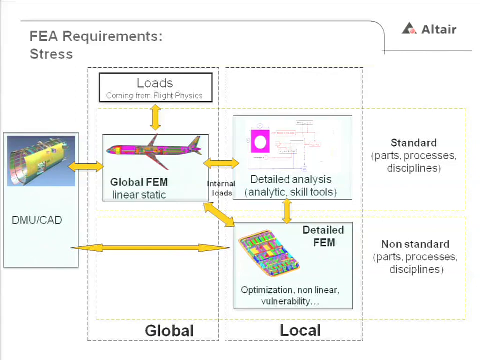And then down on the bottom right portion of the slide represents more non-standard detailed FEM. Occasionally they'll take a piece of the model out. Sometimes they'll call it a breakout model, depending on what arena you're in. And it's on models like this that we perform things like optimization, nonlinear analysis, vulnerability studies. The list could go on. I could probably name a dozen different types of analyses. So a quick look at the way we use FEA for stress.